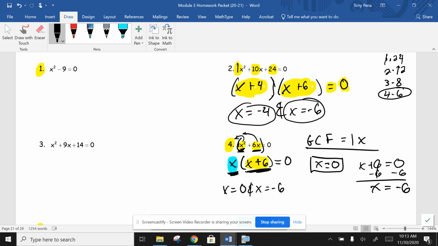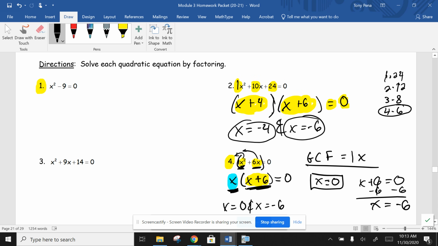Now, when we go up to number 1, it's a binomial again. Again, we'd want to look, is there a greatest common factor by any chance? So if we look at a 1x squared, between the 1 and the 9, there's only a 1 that's a common factor. Do they each have at least one variable? Does the 9 have a variable? No. So there is no greatest common factor here. I shouldn't say that. The only greatest common factor is a 1, and if that's your only greatest common factor, it doesn't do us any good.